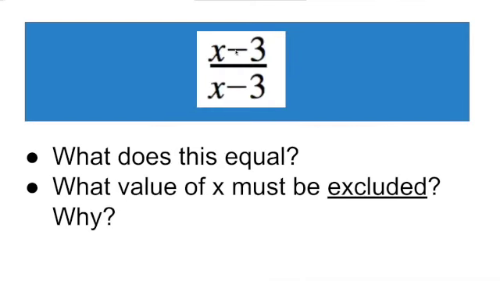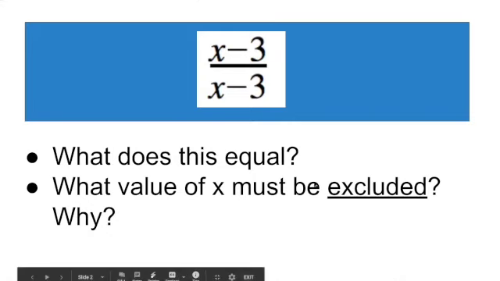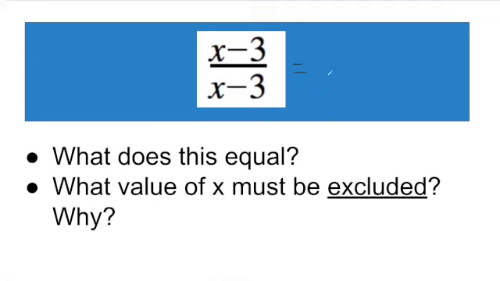Okay. We have the rational expression here, x minus 3 over x minus 3. What does this fraction equal? And what value of x must be excluded? So if we added a little note here, this will equal something as long as x does not equal what?